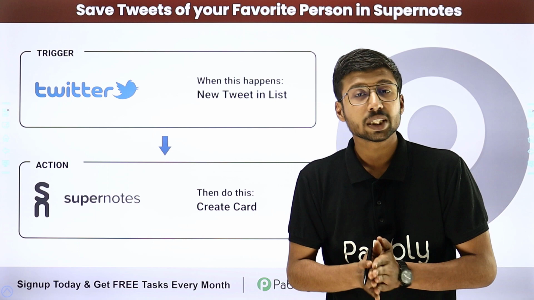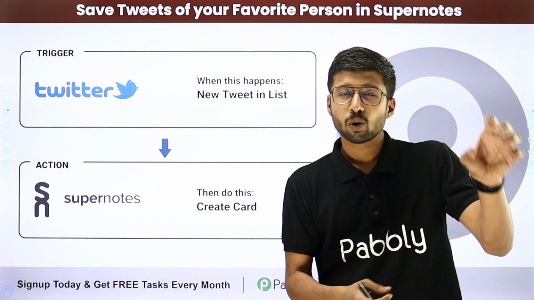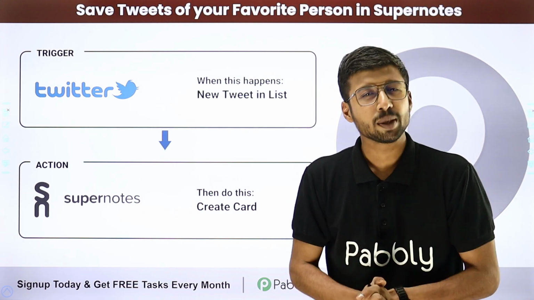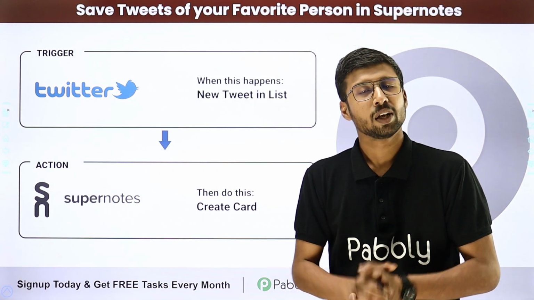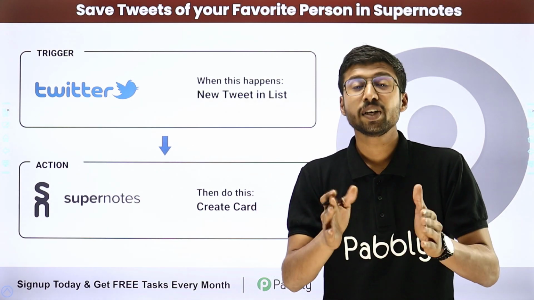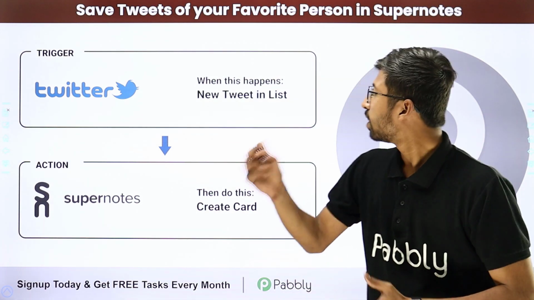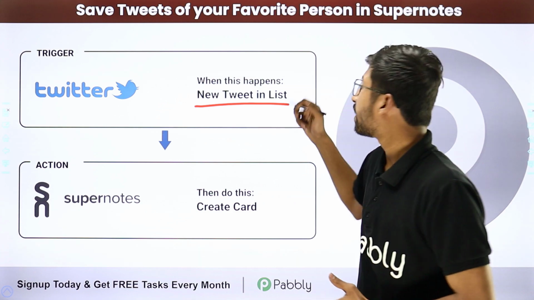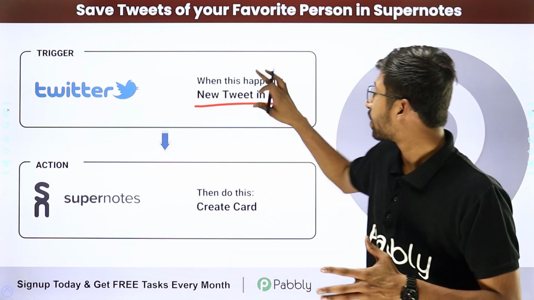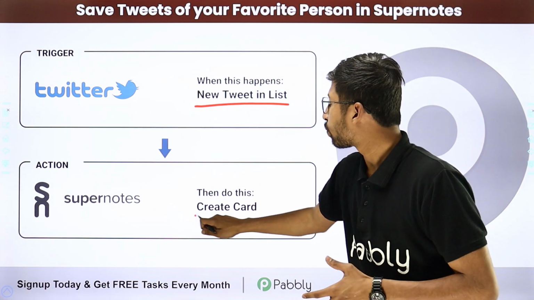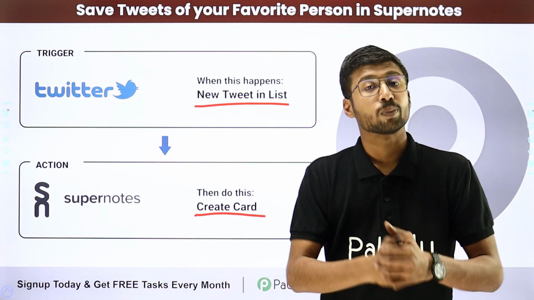Now guys, the manual process of monitoring all of these tweets, copying the newly shared tweet and creating a card in Supernote can be very repetitive and time consuming. So to automate this process, guys, we are going to use Pabbly Connect in this video. Using Pabbly Connect's automation, whenever a new tweet is created or shared by a user in our Twitter list, we are automatically going to create a card, a note, in Supernote with the same tweet content.